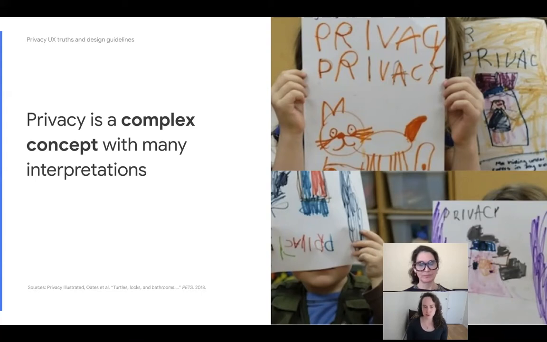So in an art project at Carnegie Mellon University, for example, participants were asked to draw pictures of what privacy meant to them. Responses ranged from drawings of locks protecting data, to drawings of being protected from companies, to drawings of just having alone time in the bathroom away from children.